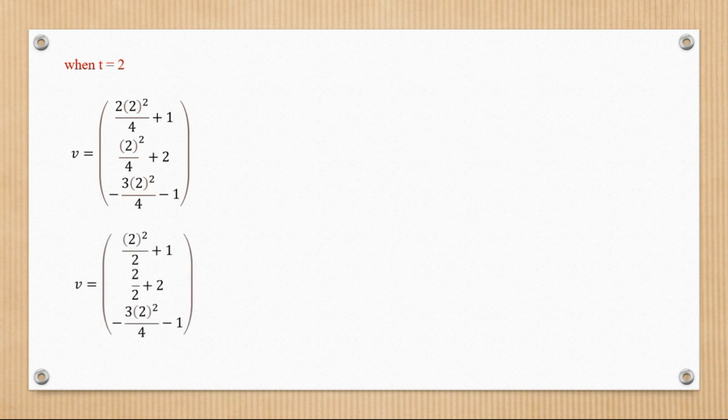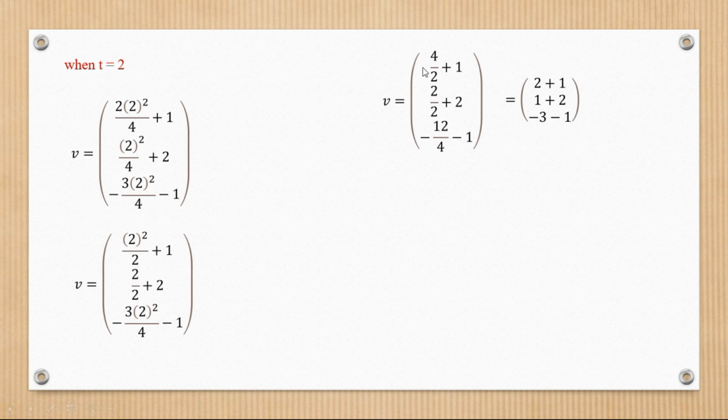So we look at when time is 2 and we're going to plug that in to find the value of v at that point. So now when I plug that in, this is what I have. Simplify that further, and this is what I end up with. Now 4 divided by 2 is 2, 2 divided by 2 is 1, and negative 12 divided by 4 is negative 3. So this is what I have now. 2 plus 1 will give me 3, 1 plus 2 will give me 3, and negative 3 minus 1 is negative 4. So therefore, the velocity v when time t is 2 seconds is 3i plus 3j minus 4k meters per second. And that is the answer they wanted.